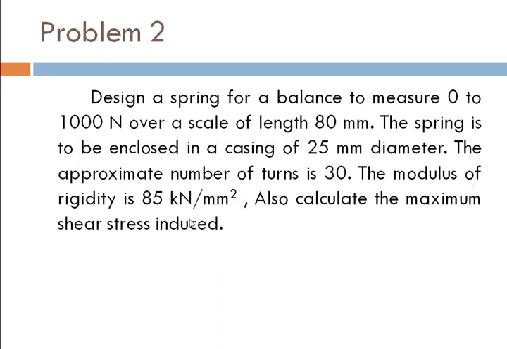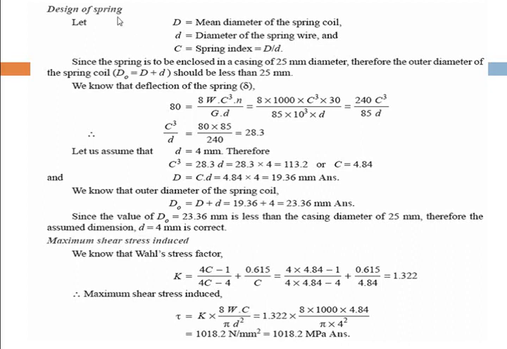The modulus of rigidity is 85 kN per mm square, G value given. Also calculate the maximum shear stress induced. You have to design the spring, that means you have to find out the dimensions, and also you have to calculate the maximum shear stress value. So see the given data. In the first step we are doing the design.